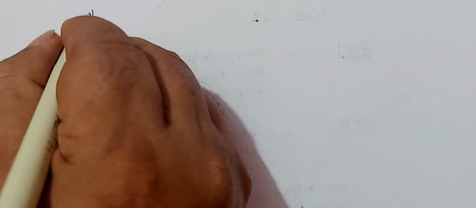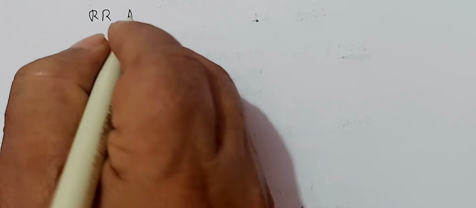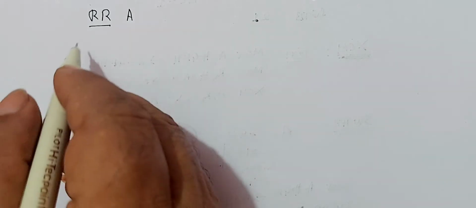Similarly, RRA, another instruction. RRA means rotate the content to the right. That is, you have to shift each bit to the right side. While shifting, the first bit goes to the second, the second bit goes to the third, the third to the fourth. In this way, it is shifted bit by bit, but in the right direction. I will explain this with an example.